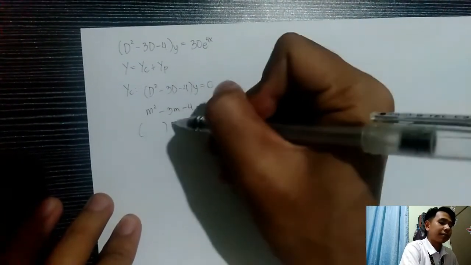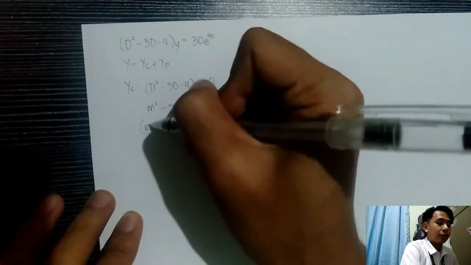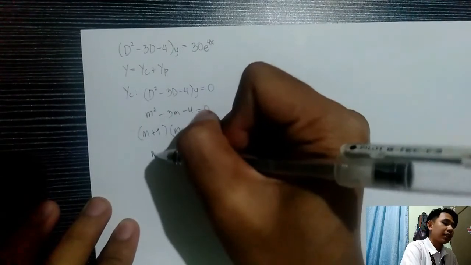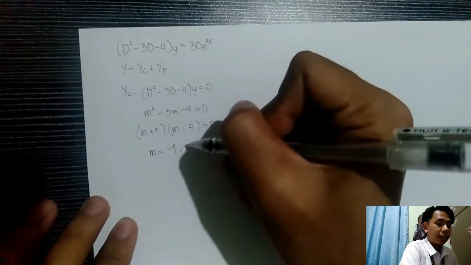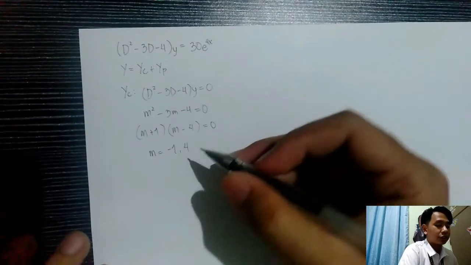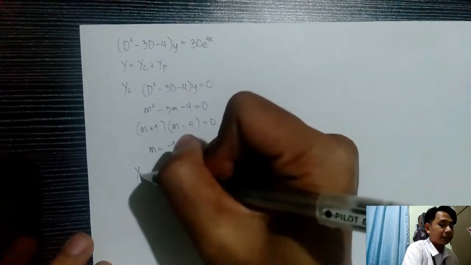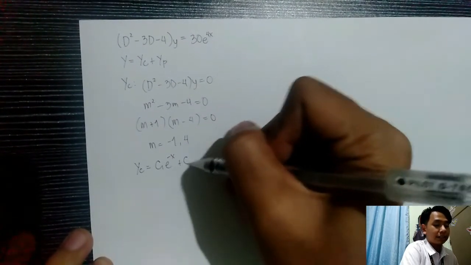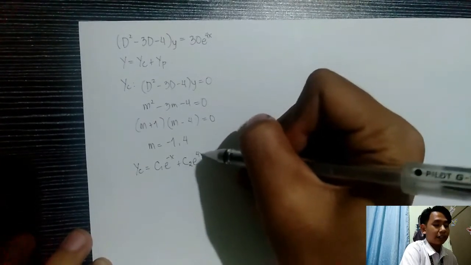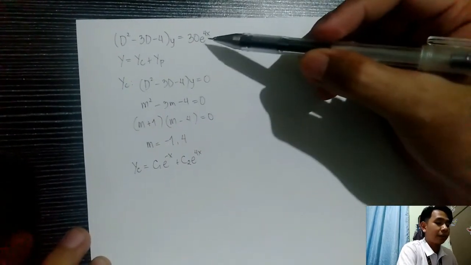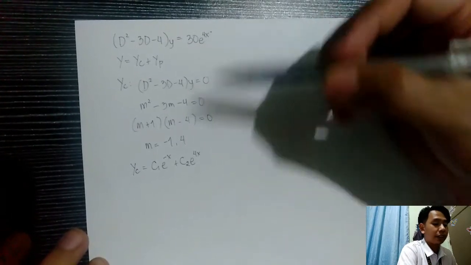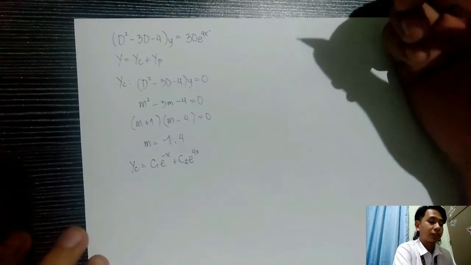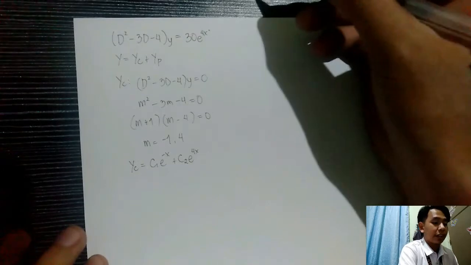Then, let's factor. So this is m plus 1 and m minus 4. So our roots are negative 1 and positive 4. So these are distinct roots, case 1. So our y sub c is c1 e raised to negative x plus c2 e raised to 4x. If you notice, our y sub p here has e raised to 4x, and y sub c also has e raised to 4x. So we follow the repeated roots rule, where we multiply by another x.